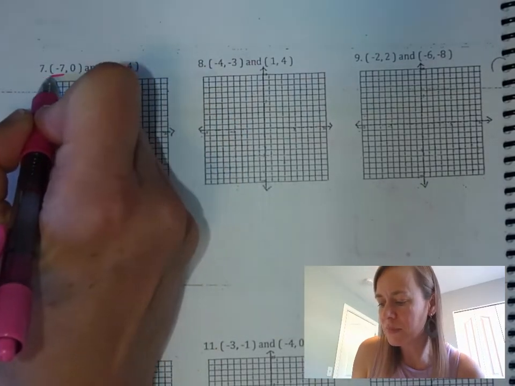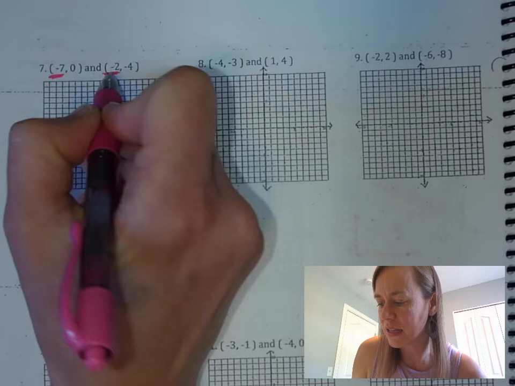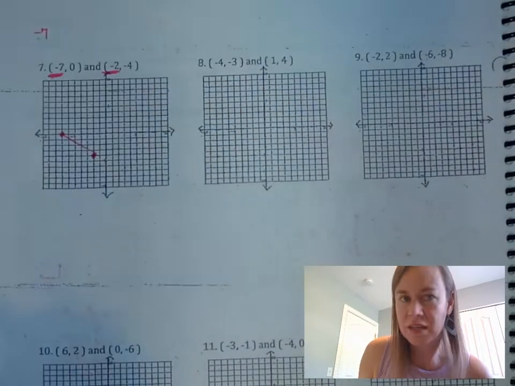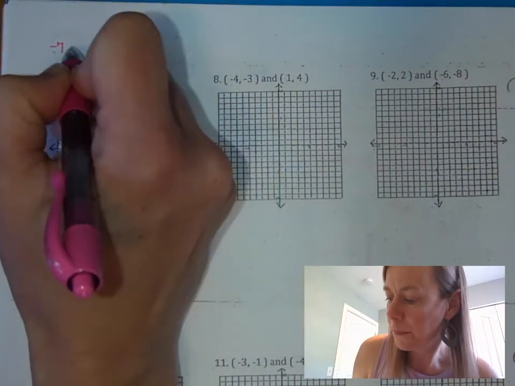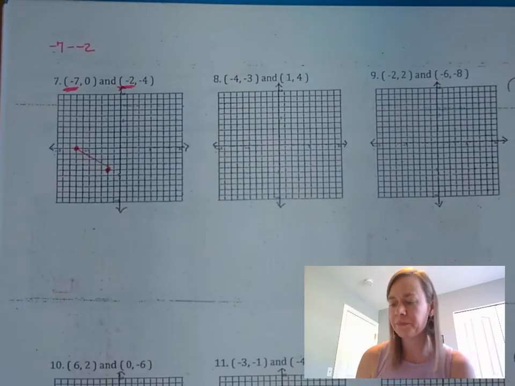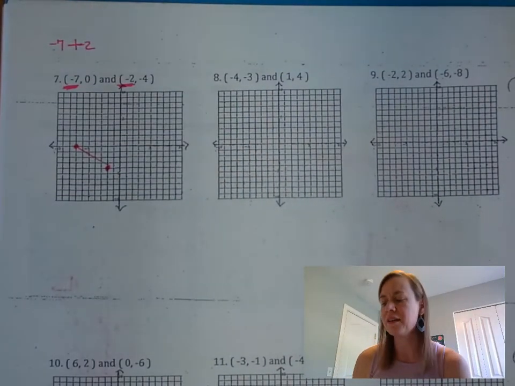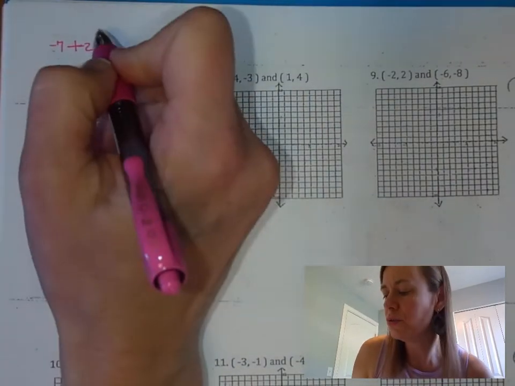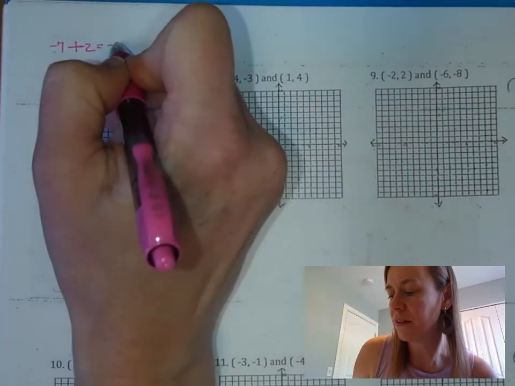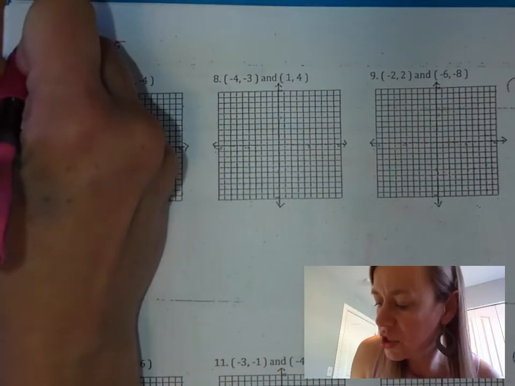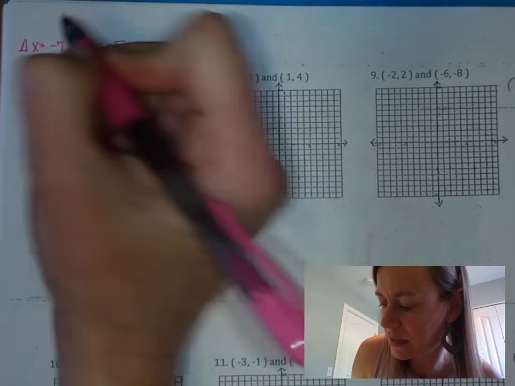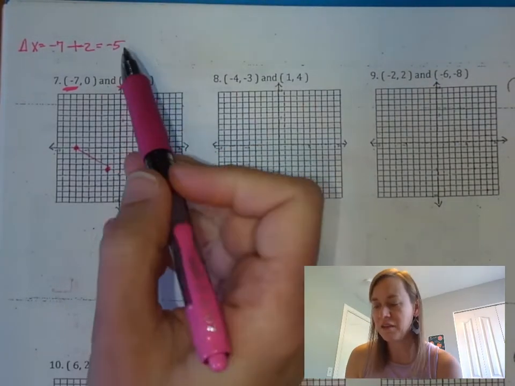So what am I doing right here? I'm taking this x and I'm subtracting this x from it. So negative 7 minus a negative 2. Well, we know that minus a negative becomes a plus. So let's just do that. Negative 7 plus 2 equals negative 5. Okay, so our change in x equals negative 5.